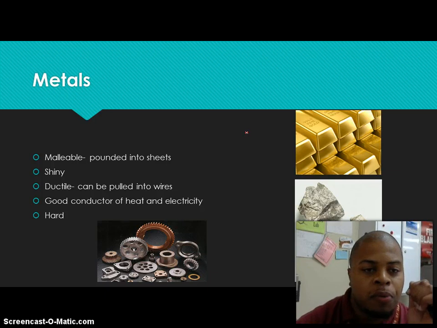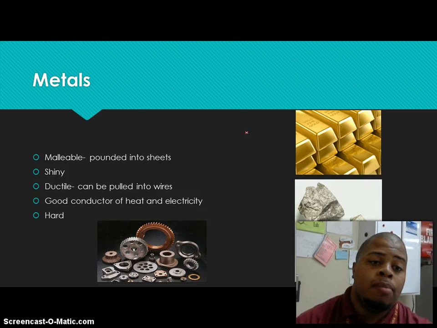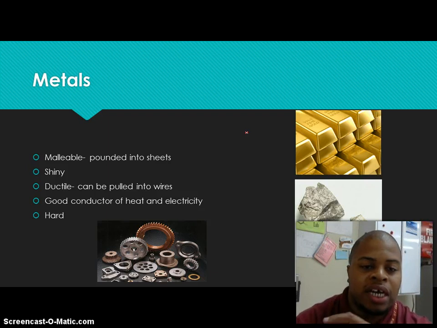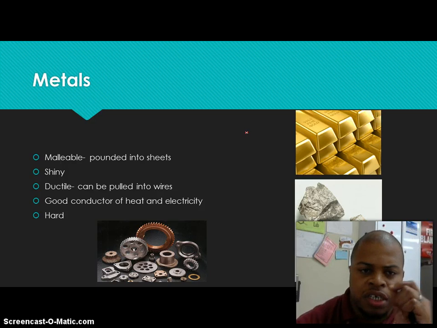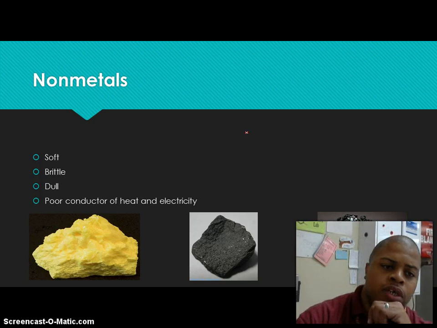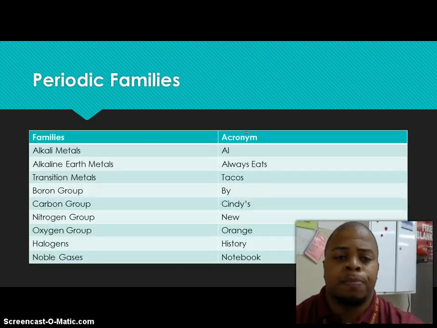Now, a couple of quick points about metals. Many of these you already know. Some of the terms might be new. Metals are going to be malleable, which means they can be pounded into sheets, shiny, ductile, good conductors of heat and electricity. Whereas nonmetals are basically the opposite. Soft, brittle, dull, and usually very poor conductors of electricity.